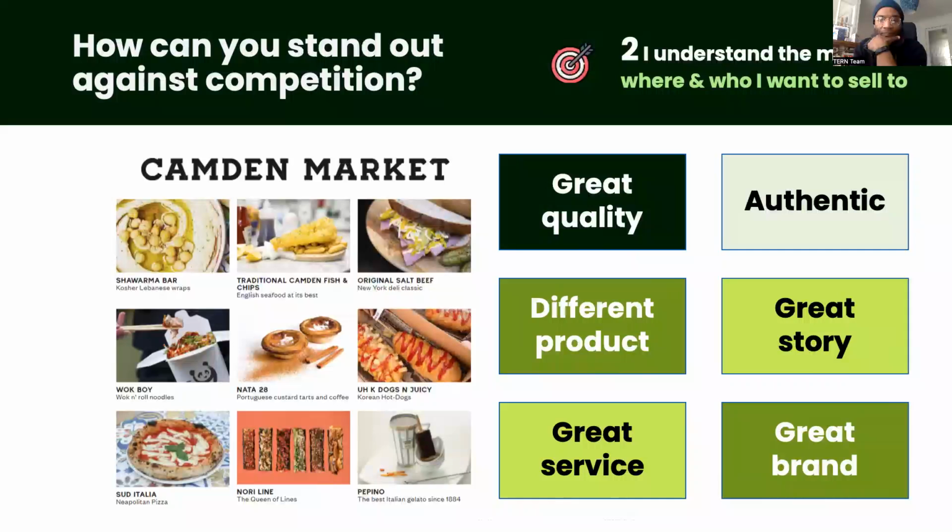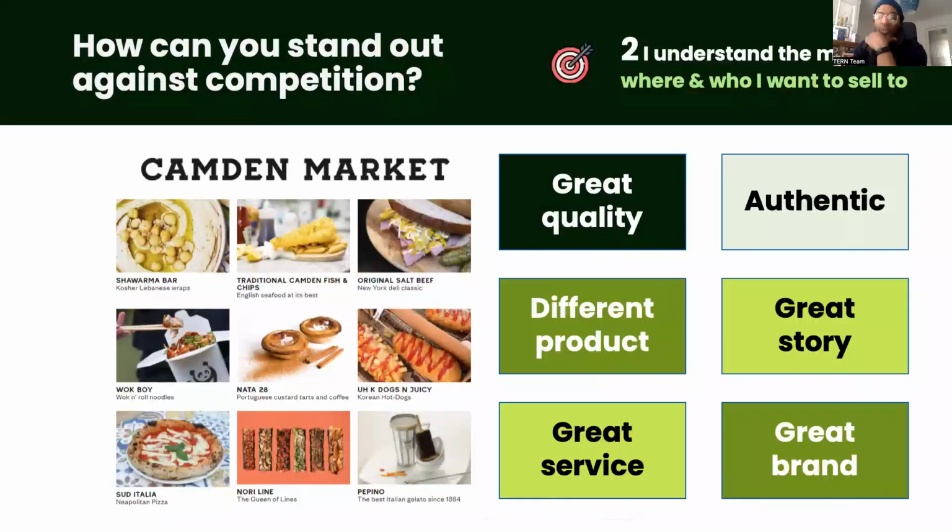So a big part of the research should be done on the competition. You need to know what they're doing to make sure you can do something differently or better. So the competition will influence your price point. Will you charge more or less? Your services as well. Will you offer the same services or maybe more or fewer services? And also your marketing. So what is your competitor's story and how can you tell a different story?